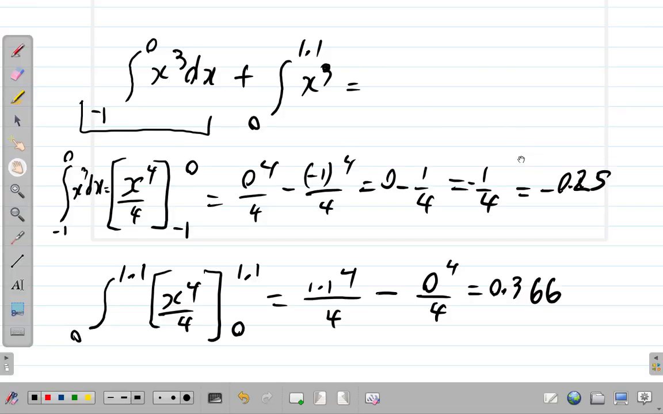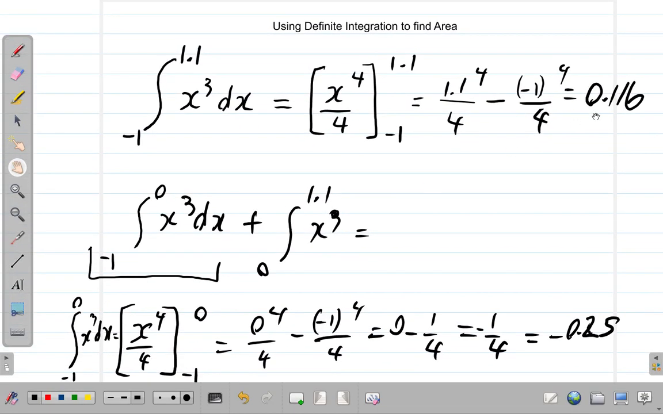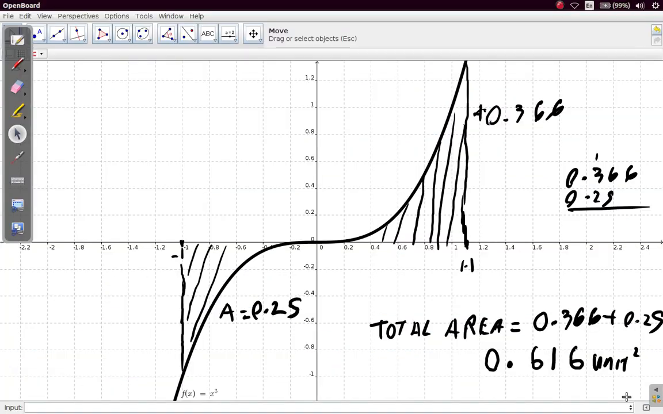Now, back up here, we saw 0.116. Now that 0.116 would have been the area from 1 to 1.1, because the area from -1 to 0 is equal to the area from 0 to 1. Alright?